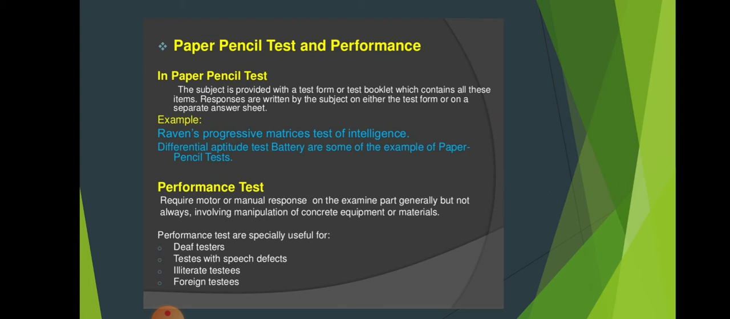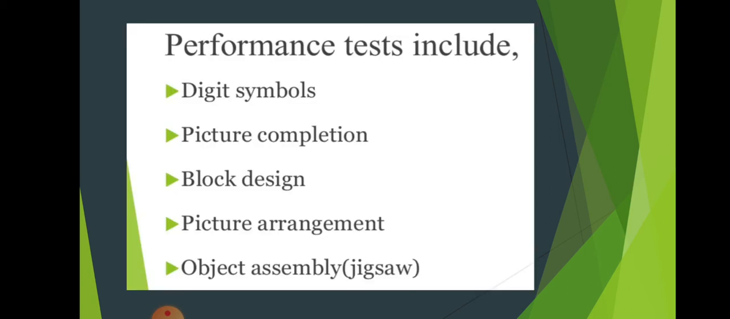Performance tests require motor or manual responses on the examinee's part, generally but not always involving manipulation of concrete equipment or material. Performance tests are especially useful for deaf testees, testees with speech defects, illiterate testees, and foreign testees, where bias may come in. Performance tests include digit symbol and picture completion tests, where there is no need of verbal or paper pencil responses, then block designs, picture arrangement, and jigsaw puzzles. So these are the performance tests.